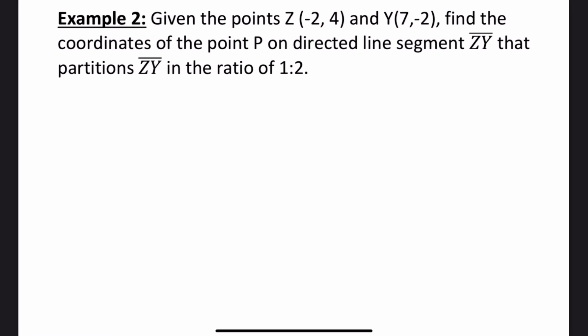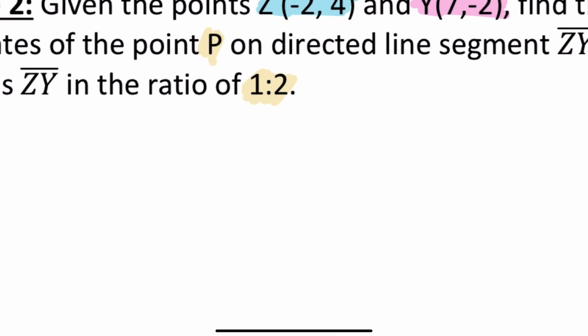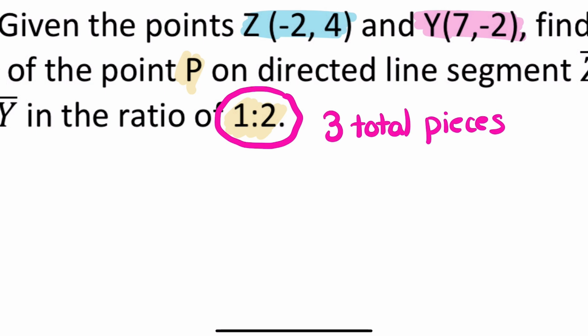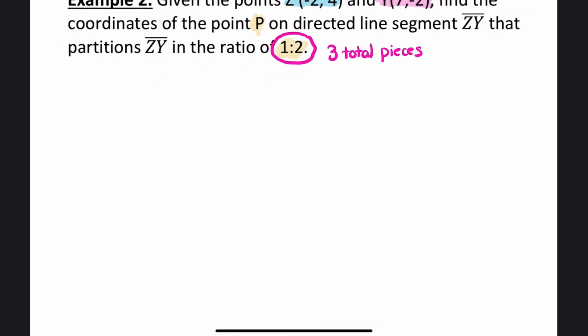So it's giving us points, z, which is -2, 4, y, which is 7, -2, and wants us to find the coordinate of point P on the directed line segment, zy, that partitions zy into a ratio of 1 to 2. So again, first thing you want to do is recognize if it's 1 to 2, that means it's 3 total pieces or congruent pieces, right? 3 congruent pieces.